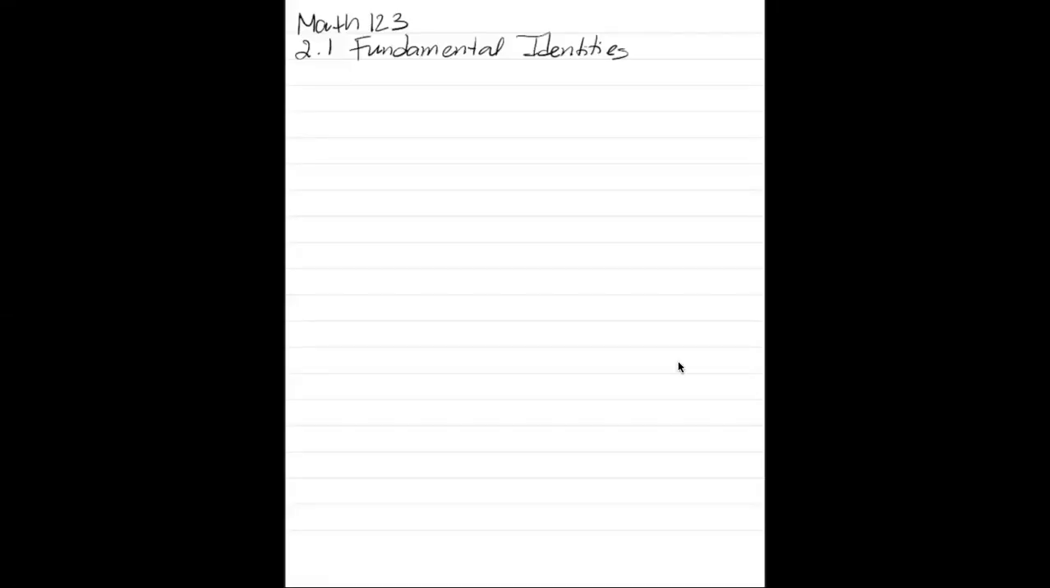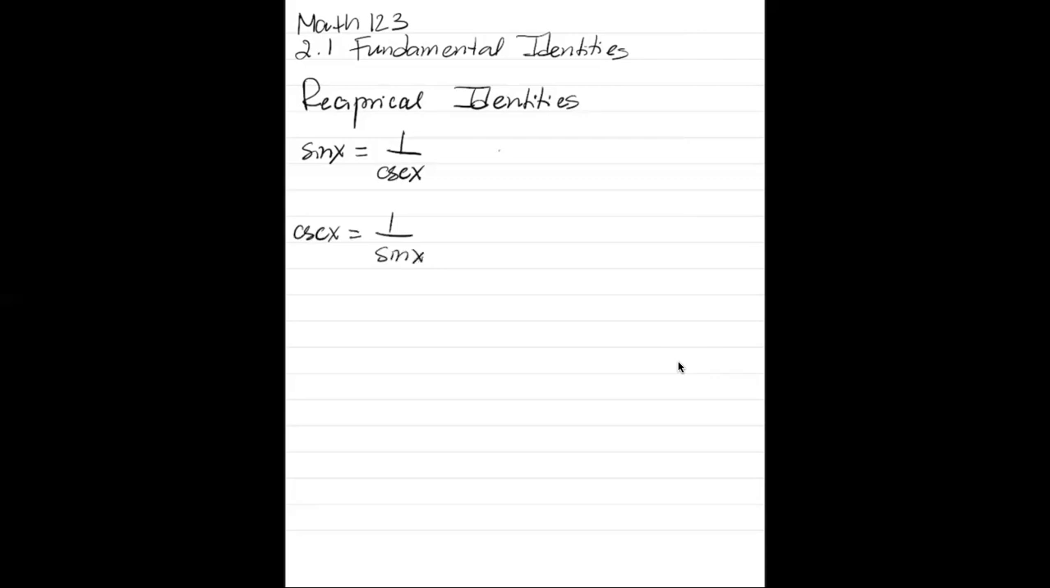2.1, fundamental identities. The first group of identities we'll call reciprocal identities, and the name tells us that we're going to talk about reciprocal functions. Sine of x is 1 over cosecant, and cosecant of x is 1 over sine. So they go in groups. Cosine of x is 1 over secant, and secant is 1 over cosine of x.